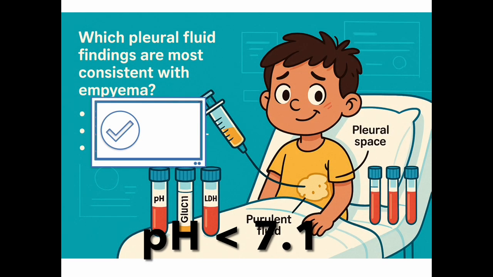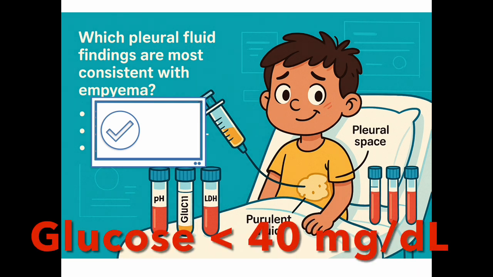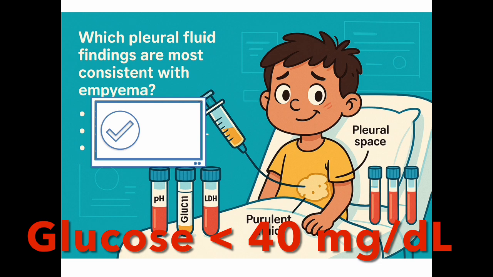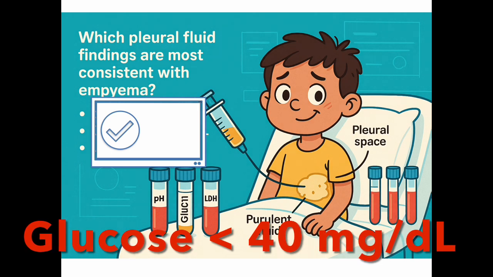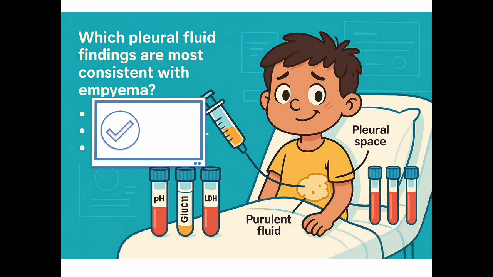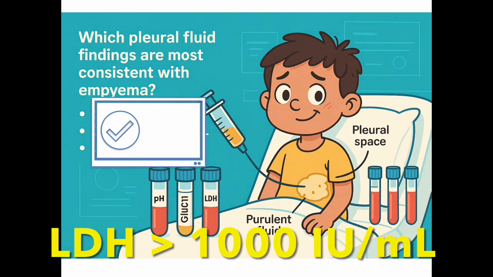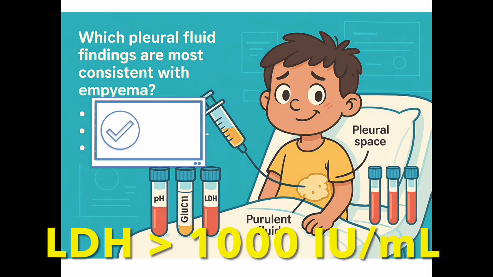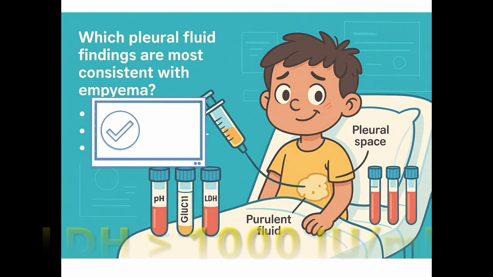Correct answer. B. pH 7.1, glucose 40 mg/dl, LDH 1000 IU/ml. Explanation. These findings are typical of empyema and reflect the biochemical changes due to bacterial invasion and inflammation.